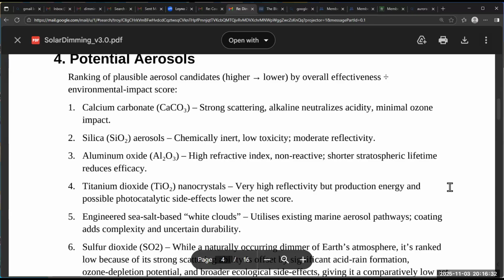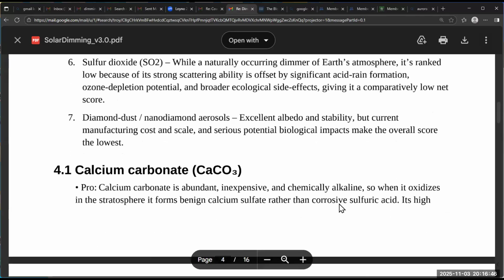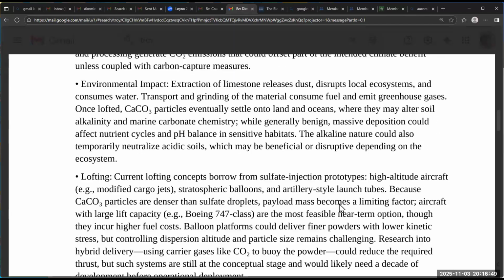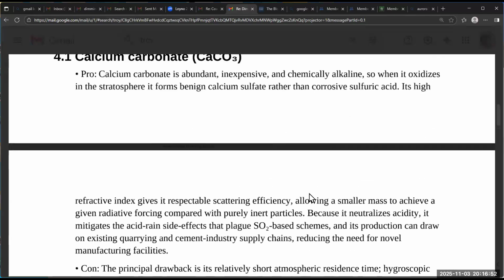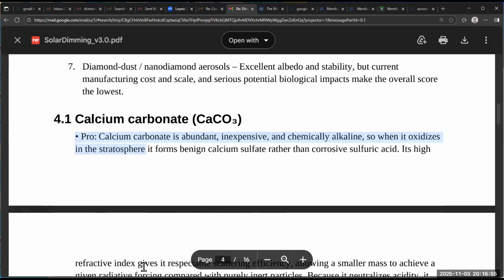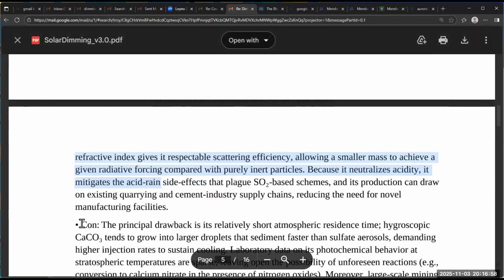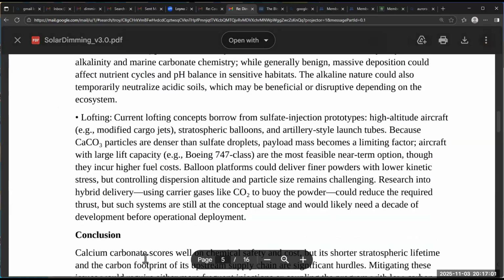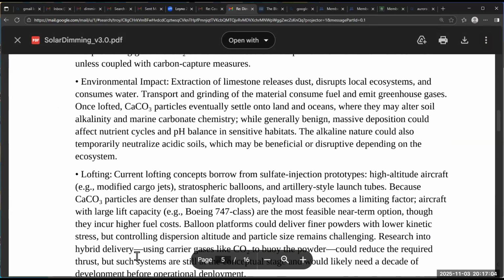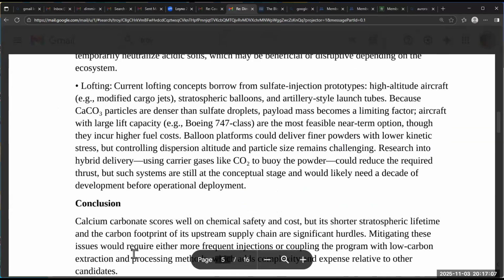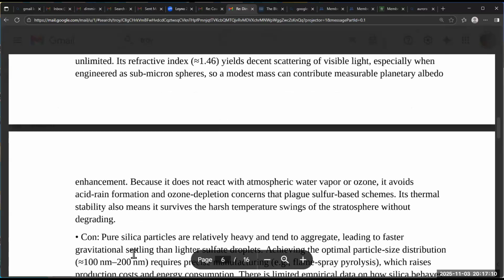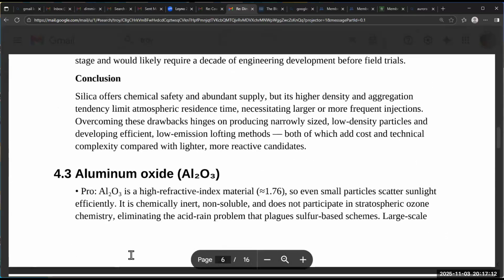So top of the list is calcium carbonate. And before I get into all of them, I'll just note that I've got at least one paragraph for each of a pro and a con, environmental impact, strategies for lofting, a conclusion, and then references to sources, you know, where I got the information, some of the better references available. And interestingly, some of the references that I use are in at least one of the videos that Myron has shared a link for us with.